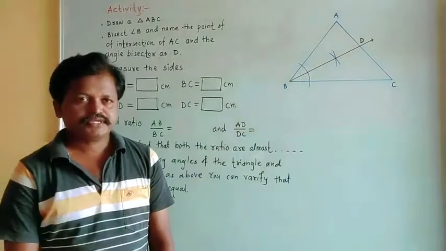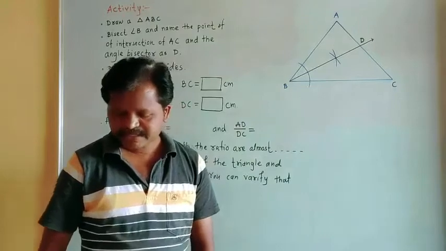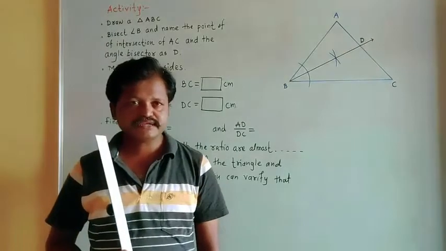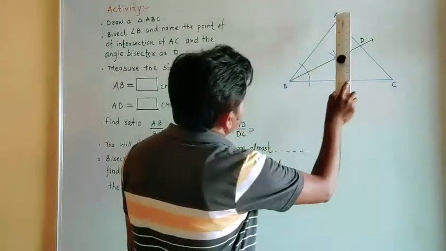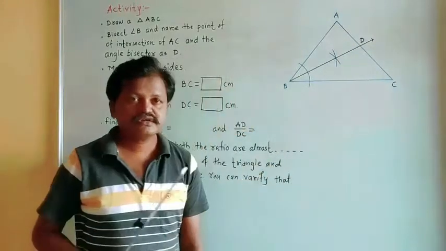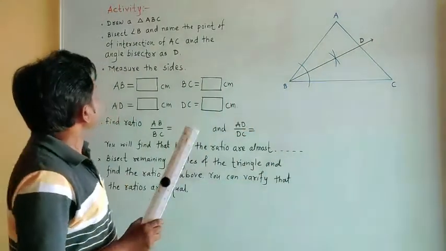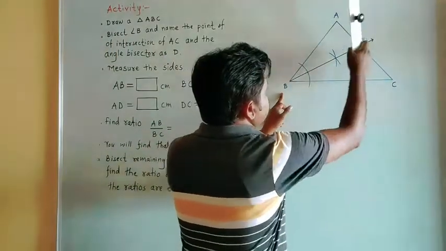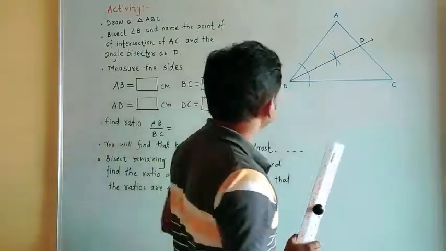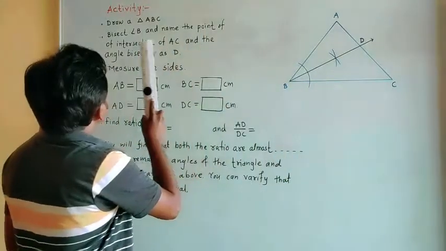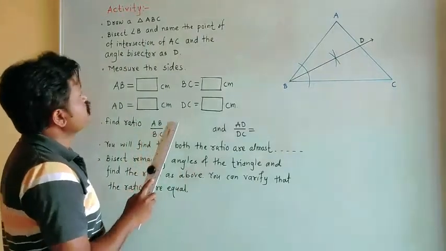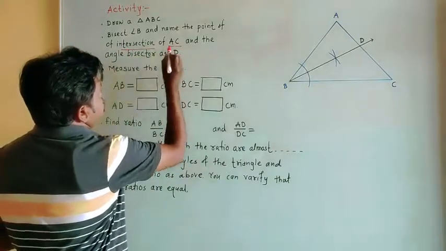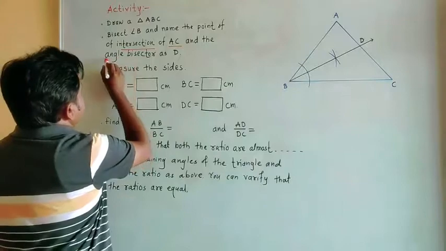आता आपण पाहतोय ऍक्टिव्हिटी. त्या ऍक्टिव्हिटीमध्ये काय सांगितलंय पहा. ड्रॉ अ ट्रायंगल ABC. So we draw here triangle ABC. Then bisect angle B. There is angle B, so that is the bisector of angle B. And name the point of intersection of the angle bisector and side AC.